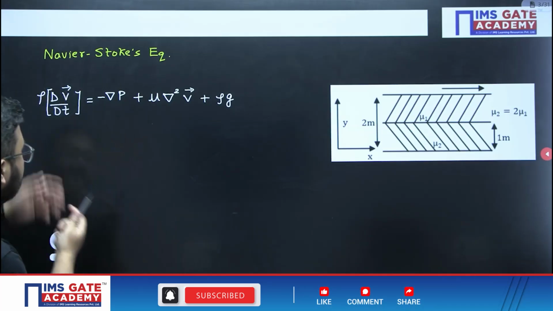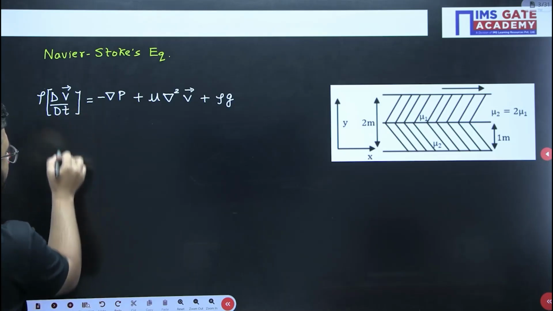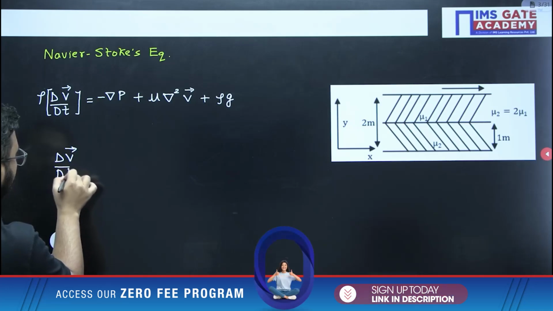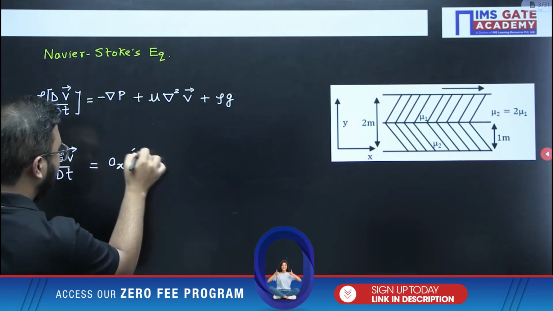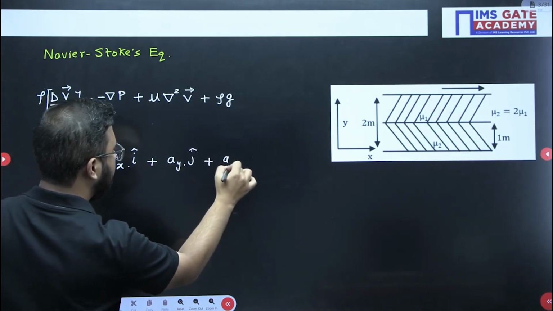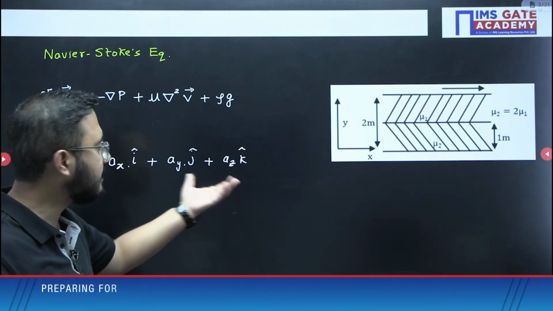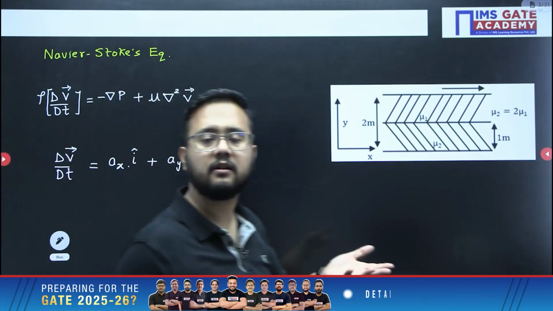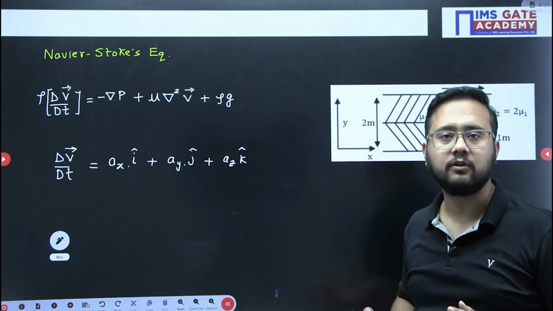So what will happen? This acceleration value will be 0, right? You should remember what this dv by dt is. This is the total acceleration, which can be represented like ax i cap, ay j cap and az k cap. First of all, it is a one-dimensional flow, so ay and az components will not be there. If I talk about the ax component as well, there is no variation of velocity with respect to time. That's why dou u by dou t value will also be 0, right?